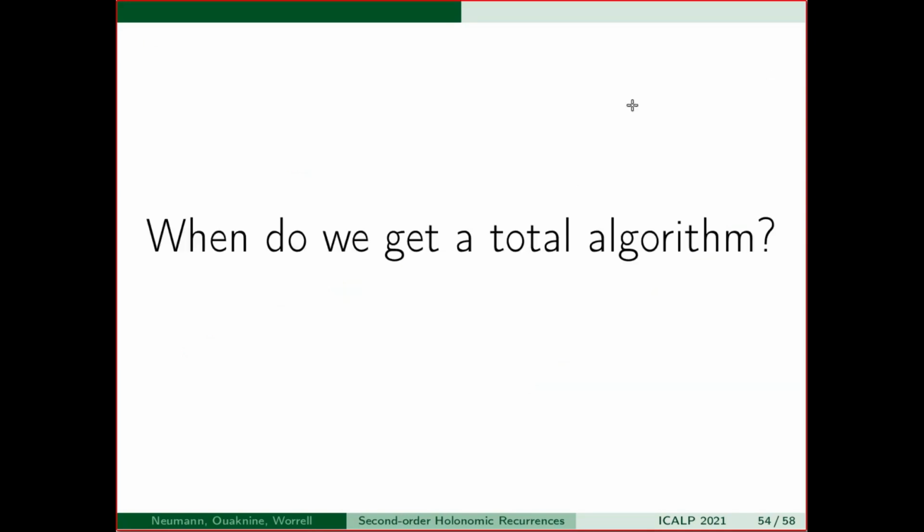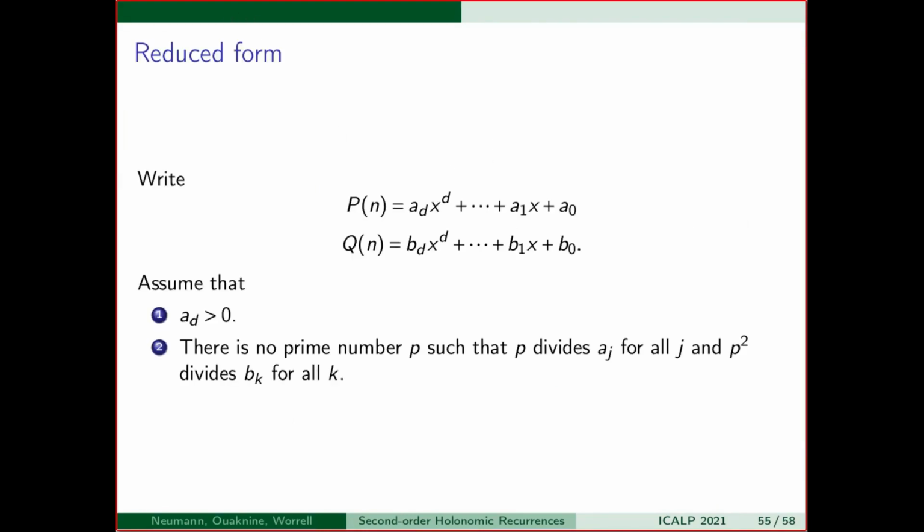So finally, let me address the question in which cases we get a total algorithm. Before we do this, let me just reduce the coefficients of p and q a little bit. Let's say we write a0 to ad for the coefficients of p, b0 to bd for the coefficients of q. As always, we assume that ad is strictly positive, but now let's assume that there's no prime number p which divides all the a's, such that p squared divides all the b's. This can always be achieved by scaling the sequence and ensures that the coefficients are as small as possible.